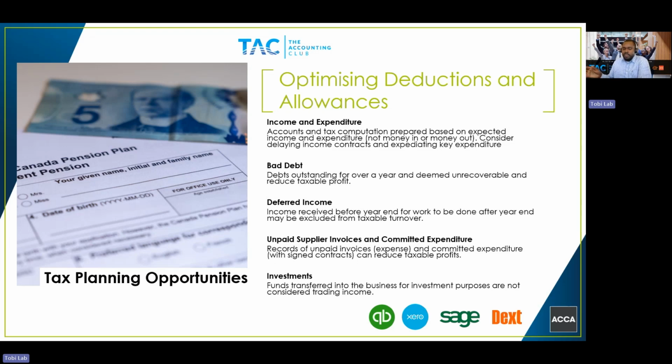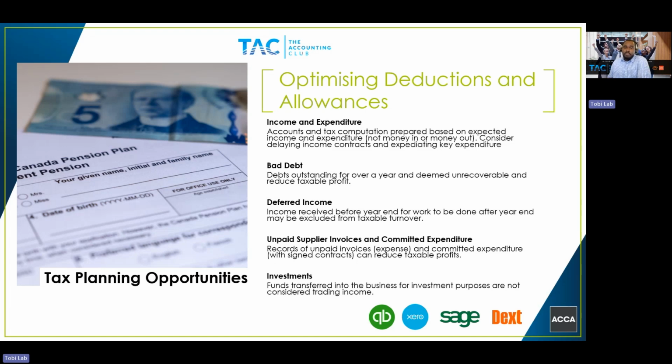So as the example I gave, let's just give you the example. If you need to buy furniture, and you have a signed contract in December 2024, but the payments are going to happen in January or February, then we can include that in the accounts to reduce the tax that will be payable. All right. So those are tax planning opportunities.